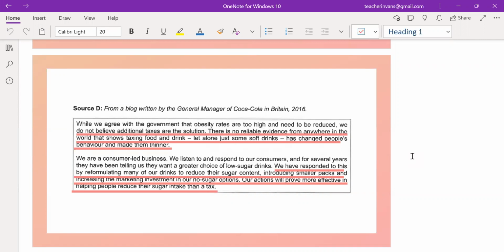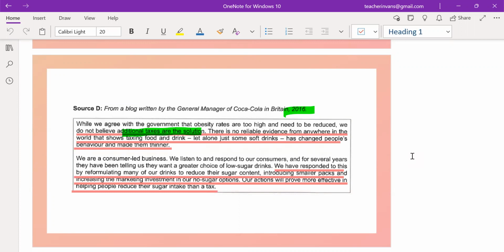Okay. Now let's take a look at this. It does tell you how useful it is as a response, correct? Now let's take a look. This is by the General Manager of Coca-Cola in 2016. Okay, let's see later on whether the year does play a part. Does it make a big difference? Okay, they do agree with the government that obesity rates are very high. However, Coca-Cola does not think that taxes are the solution.